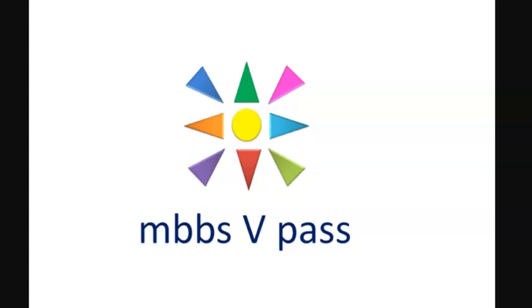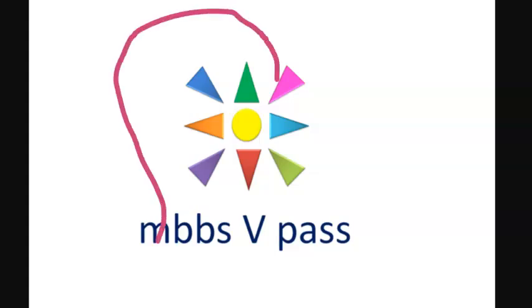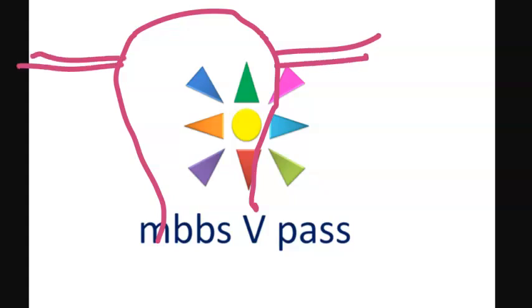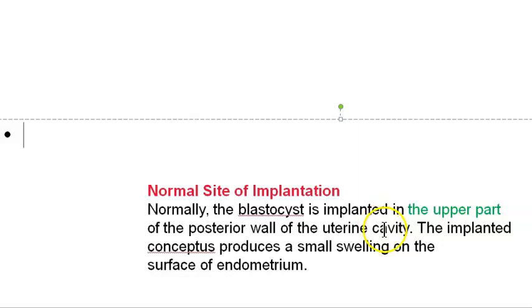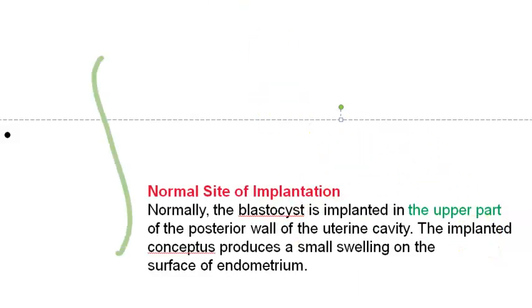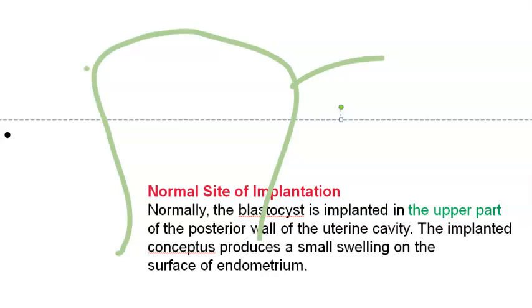Okay, so I will draw a uterus here. You should draw in the exam, people, and explain what is normal and what is abnormal if you want marks. Very simple, you just draw like this and tell them that the normal sites of implantation are somewhere here. So how do you explain that? The blastocyst is implanted in the upper part of the posterior wall of the uterine cavity. Upper only they are focusing on.